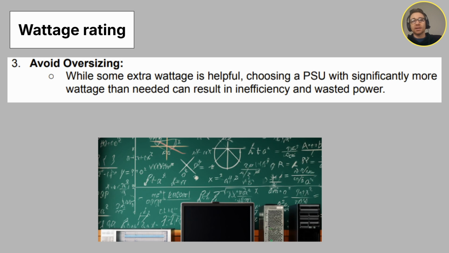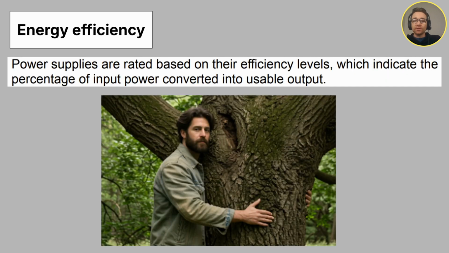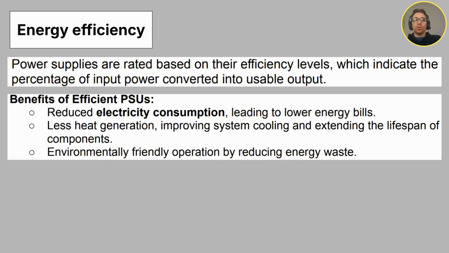Like I said, it's not very efficient if you just go way over the top. You're going to be producing more heat, using unnecessary amounts of power, and have an unnecessarily high electricity bill, right? We don't want that. Now, energy efficiency. We're getting to the end of this one, guys. Basically, power supplies are rated based on their efficiency levels. That's the percentage of input power converted into usable output. Based on what they create, how much of that do they actually use?